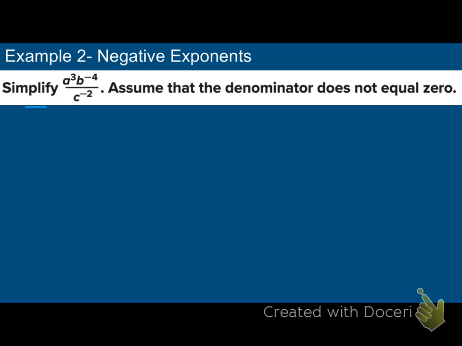Example 2, simplify a to the 3rd, b to the negative 4th, all over c to the negative 2nd. Assume that the denominator does not equal 0. So, first off, am I multiplying or dividing anything with the same bases or anything like that? Nope. Each thing has its own base. Do I have any powers to powers? No. I do have negative exponents though, correct? Yes. How do I handle negative exponents? Nope, I don't have to multiply anything either.